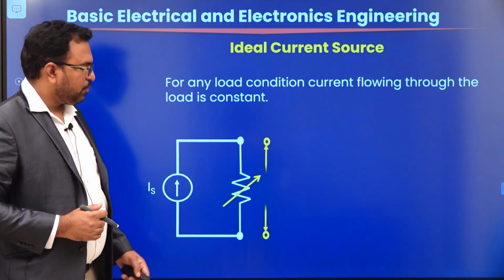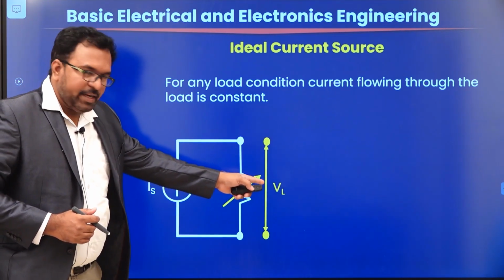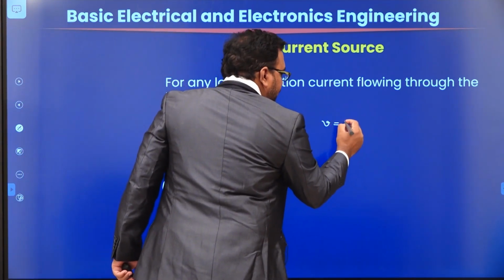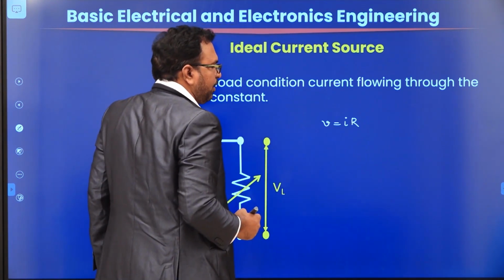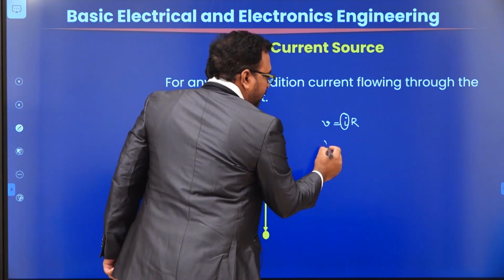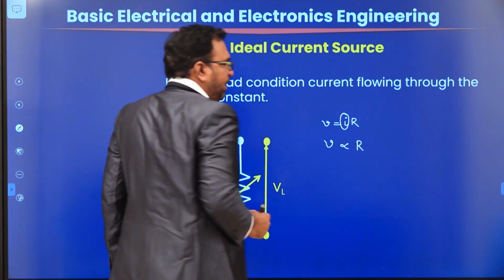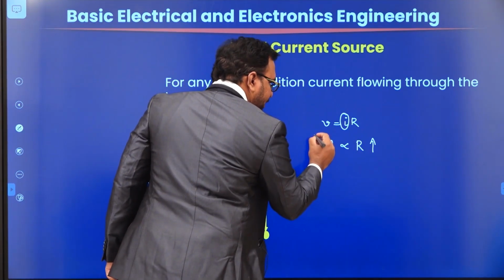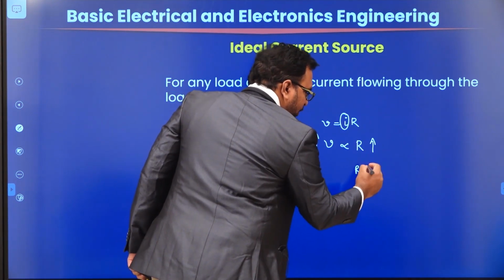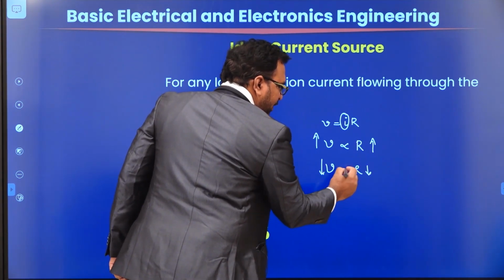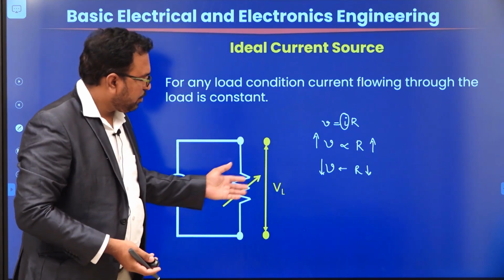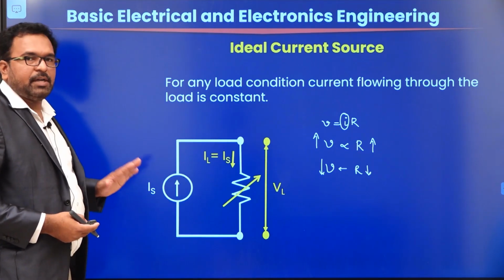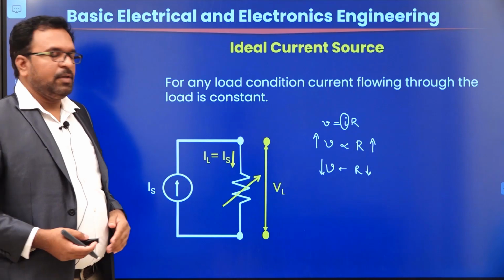How is it going to happen? By means of this voltage. This voltage will vary instead of the current. From Ohm's law, you know that V equals I into R. Okay. To make current constant, we find a relation here: V is directly proportional to R. When you increase this R, the voltage will increase. When you decrease the value of R, obviously the voltage will decrease. That means the voltage across the load will adjust to make sure that the current through the load remains equal to the source current. That's how the ideal current source will work.